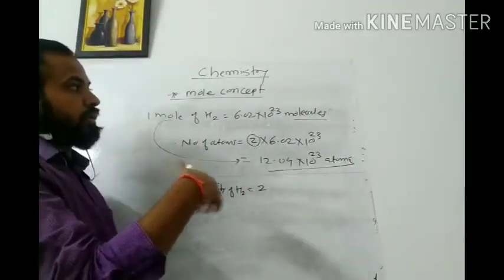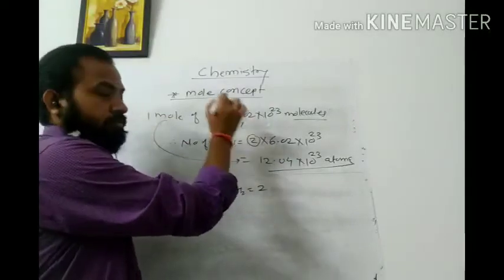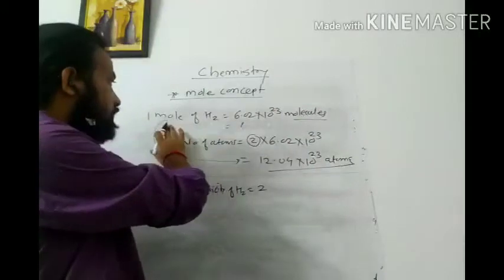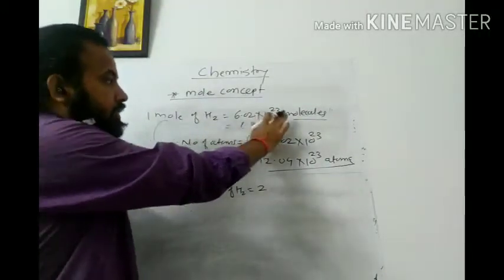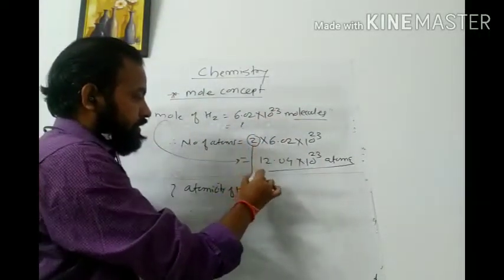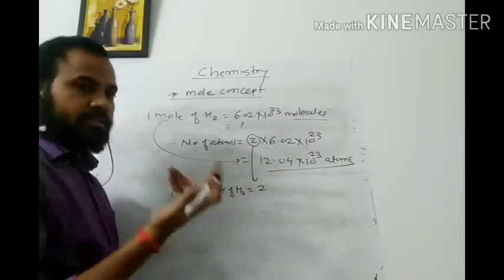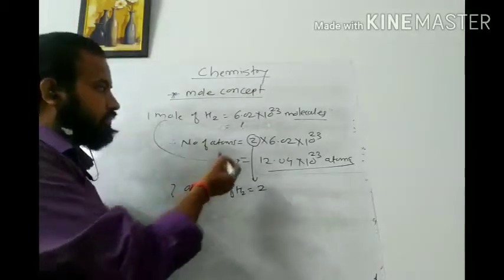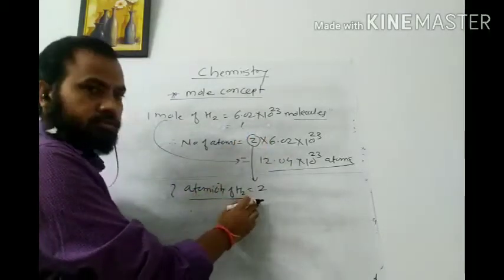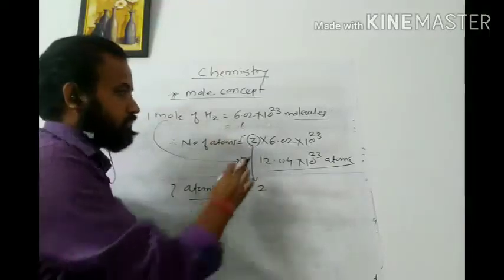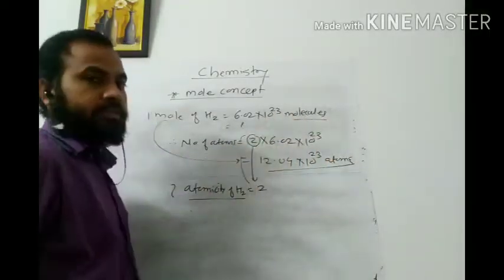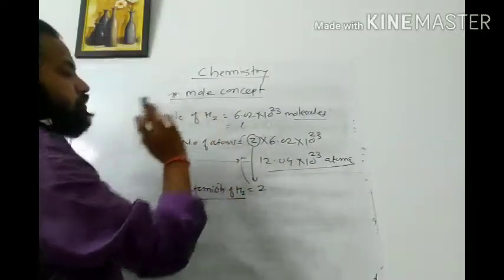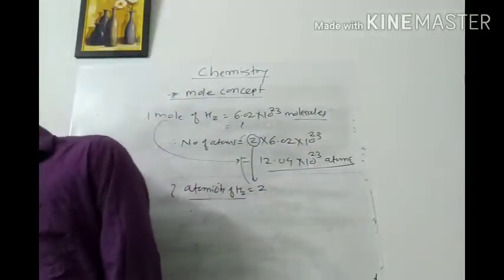Now, if I want to calculate how many atoms, instead of molecules, I am interested to know the number of atoms present in hydrogen. Okay. Simply what I have to do, I have to multiply it by atomicity. Atomicity is nothing but the number of atoms present in a molecule. So here the atomicity of hydrogen is 2, that is why I am multiplying it by 2. So 2 into 6.02 into 10 raised to 23. That multiplication gives me the number of atoms present in hydrogen. Okay. So you can easily calculate this.